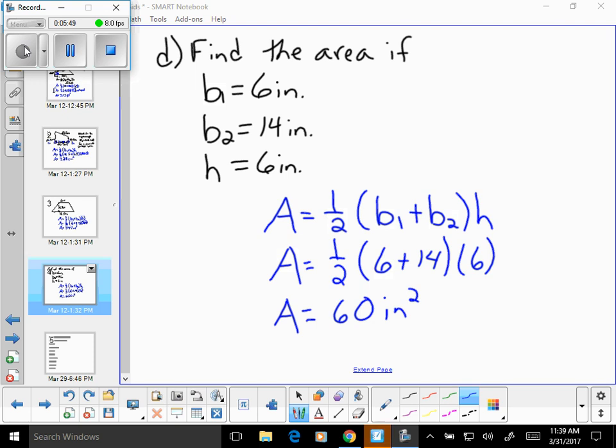Did you find out that this really isn't even a calculator problem? Because if you take 6 plus 14, you'll get 20. Divide by 2 is 10, and 10 times 6 is 60. Hopefully, you got the right answer for this particular problem.